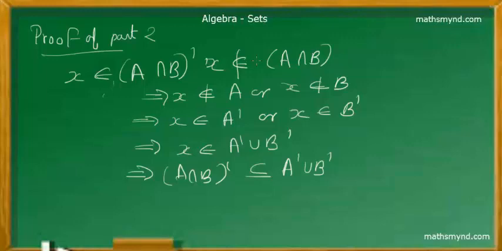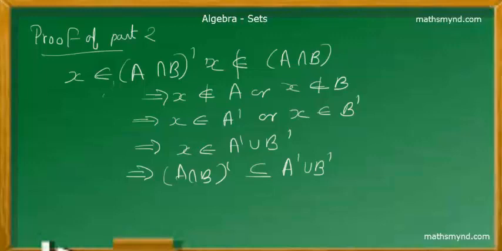Now, if X is not an element of A, it should be an element of A complement. That is, X is an element of A complement, or X is an element of B complement, and that means X is an element of A complement union B complement, and therefore A intersection B complement is a subset of A complement union B complement.